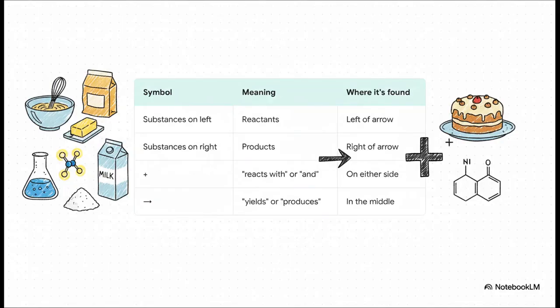Let's break down the basic grammar of our chemical recipe. See those substances on the left? Those are the reactants. You can think of them as our ingredients. And on the right, those are the products, our final dish. That little arrow in the middle just means yields or produces, and the plus sign means reacts with. See, it's a pretty simple system when you look at it like that.